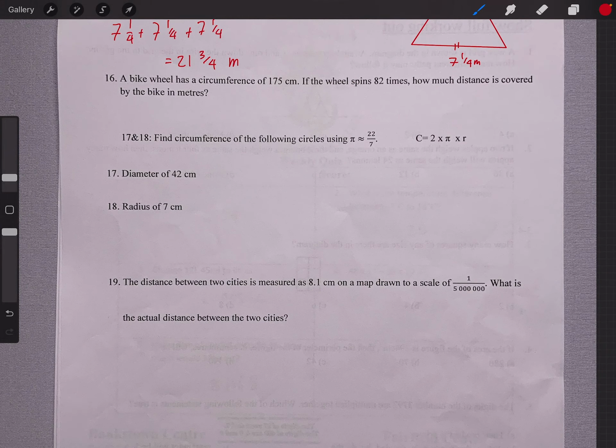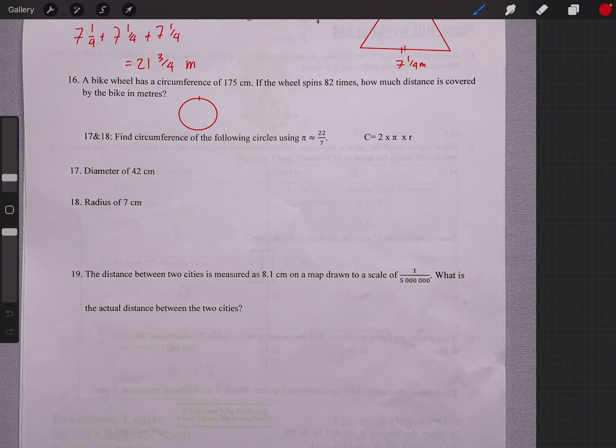Meters. A bike wheel has a circumference of 175 centimeters. If the wheel spins 82 times, how much distance is covered by the bike? So if the wheel spins, here's the circumference, right? The circumference goes from that all the way around back to that. So if you were to rotate this wheel 1 turn, you would have traveled the distance of the circumference, which is given to us to be 175 centimeters. So 1 turn will travel you 175 centimeters forward.